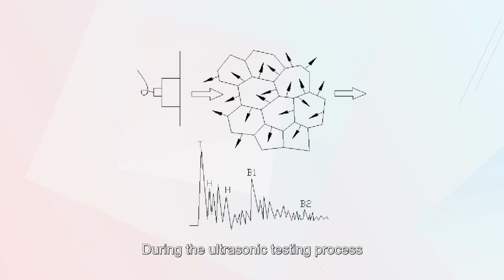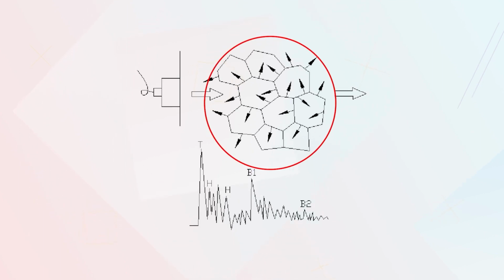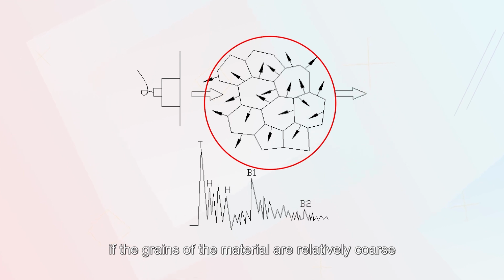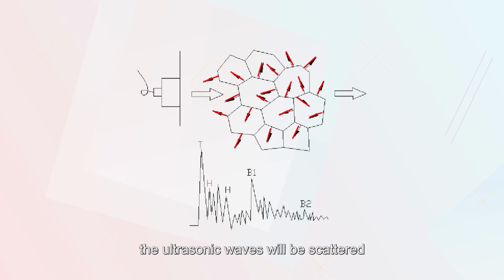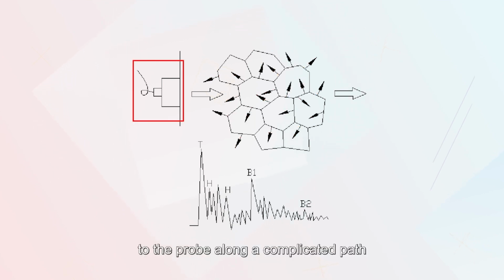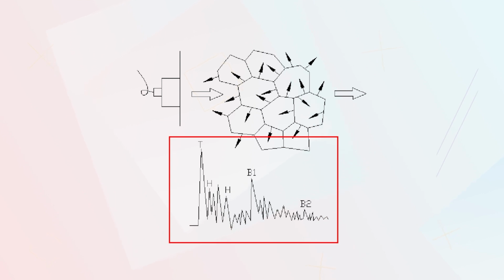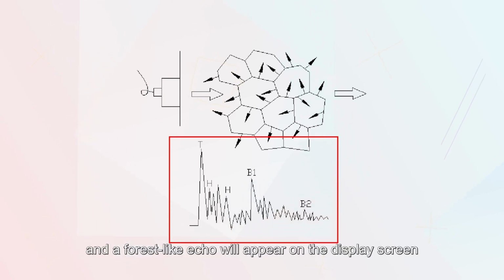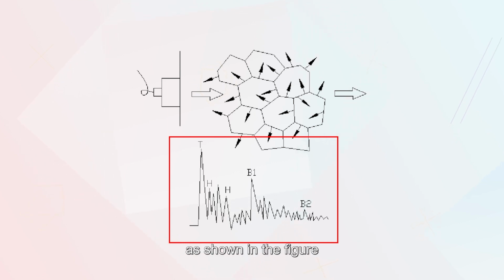During the ultrasonic testing process, if the grains of the material are relatively coarse, the ultrasonic waves will be obviously scattered on the grain boundaries, which will cause the ultrasonic waves to propagate to the probe along a complicated path, and forest-like echoes will appear on the display screen, as shown in the figure.